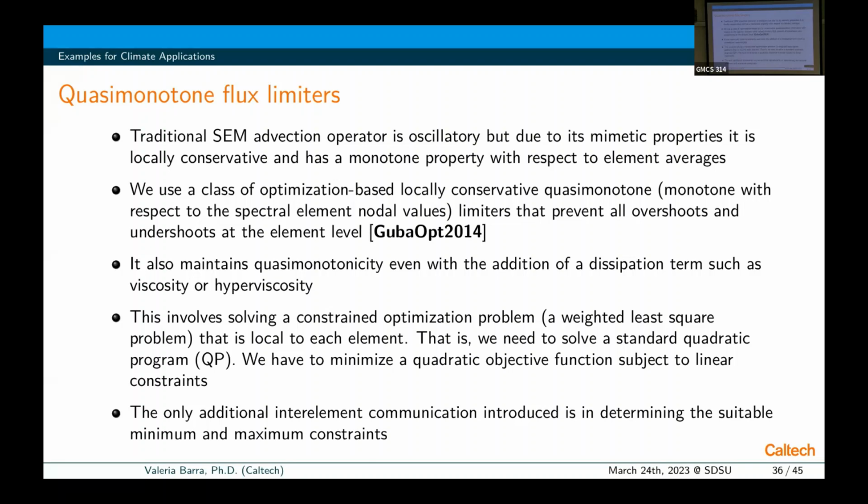It involves solving a constrained optimization problem for each element. So it's a weighted least squares problem, where for each element you solve a quadratic program. That is a quadratic objective function subject to a linear constraint. The only additional inter-element communication that it adds is to determine the bounds, so the min and max that you want to have the constrained value within.